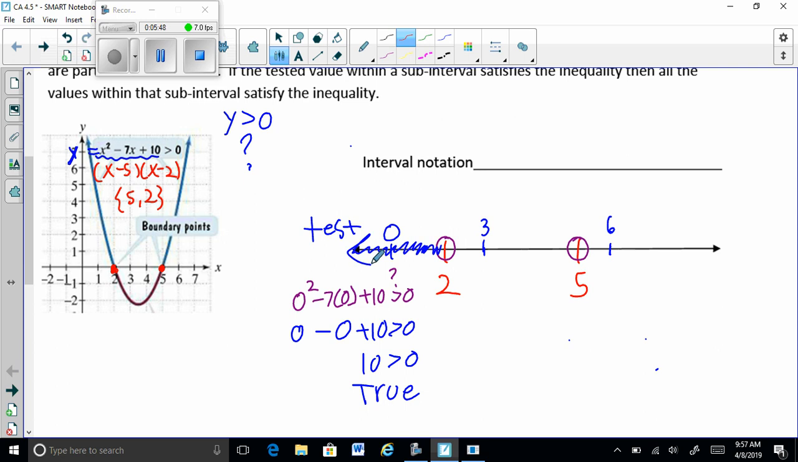Now we'll do the same thing with the number 3 and the number 6. If it comes back true, you shade that interval. If it doesn't, then we don't.